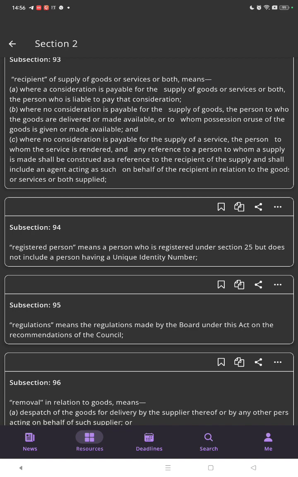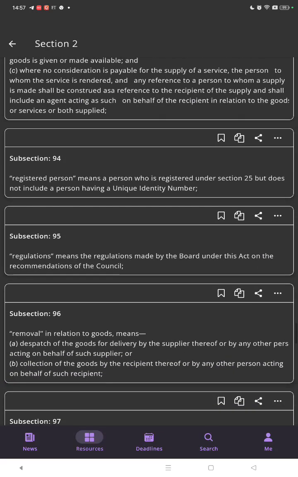and where no consideration is payable for supply of services, the person to whom the service is rendered. Any reference to a person to whom the supply is made shall be construed as a reference to the recipient of the supply and shall include an agent acting as such on behalf of the recipient in relation to the goods or services or both. Subsection 94: registered person means a person who is registered under section 25 but does not include a person having a unique identity number.